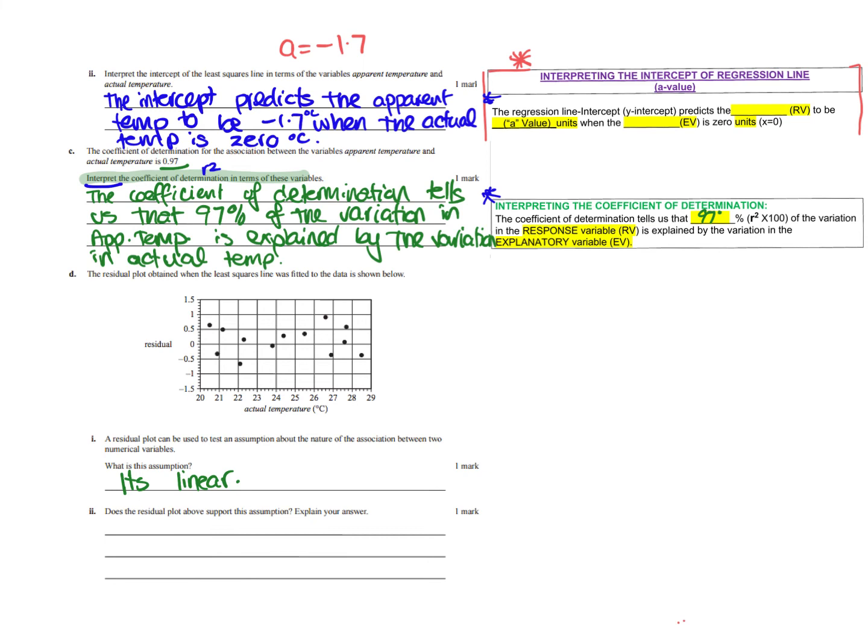Okay, now does the residual plot support the assumption? And we're going to say yes, because it looks like random scatter. So I'm going to say yes, as the residual plot shows no clear pattern, therefore suggesting the data is linear.